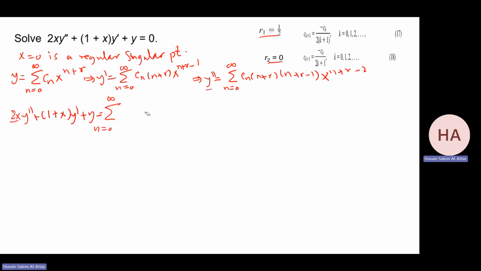So I have summation n equals 0 to infinity Cn, n plus r. Don't forget the 2. Let me write the 2 first: 2Cn n plus r, n plus r minus 1, x to the power n plus r minus 2, times x to the power 1, because I have minus 2 times x. So I have x to the power n plus r minus 1. Now plus y double prime, which is plus summation n equals 0 to infinity Cn n plus r x to the power n plus r minus 1.